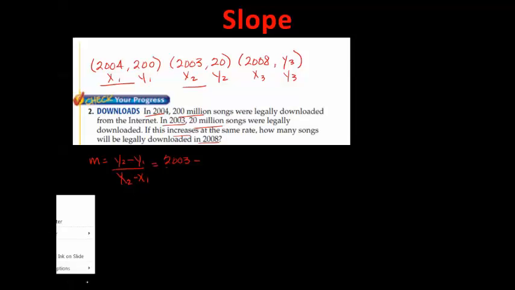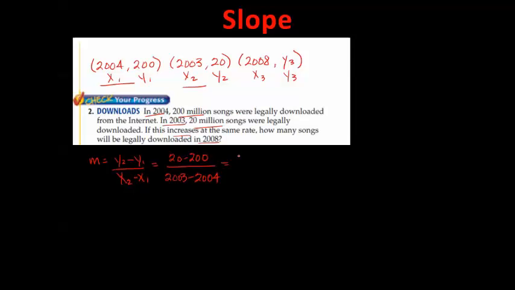So I'm going to start with 2004 and 2003 first. So I have 2003 minus, I wasn't paying attention to what I was doing. I have to have the y's up in the numerator. Don't make that mistake. You'll end up with wrong answers. Sorry about that. So I got 20 minus 200 over 2003 minus 2004. See how I just plug those guys in for what they are in the formula.